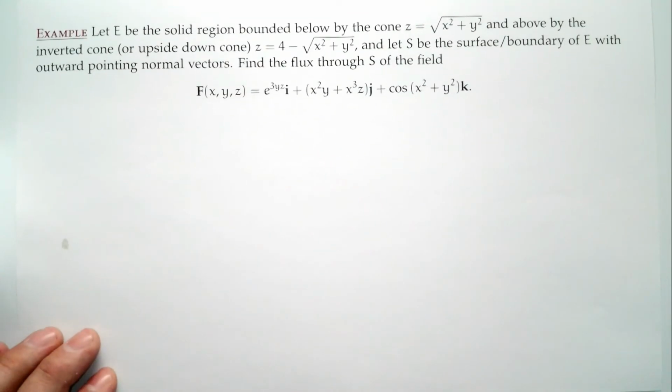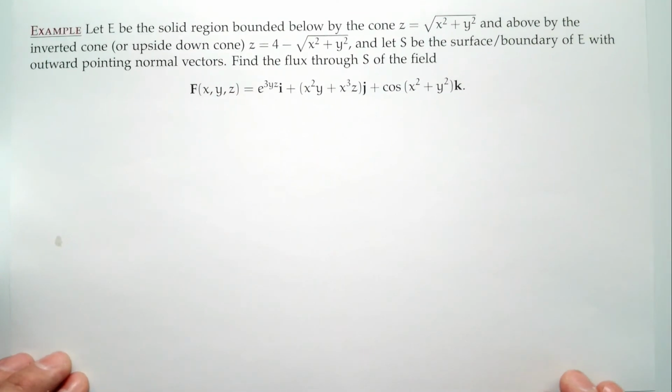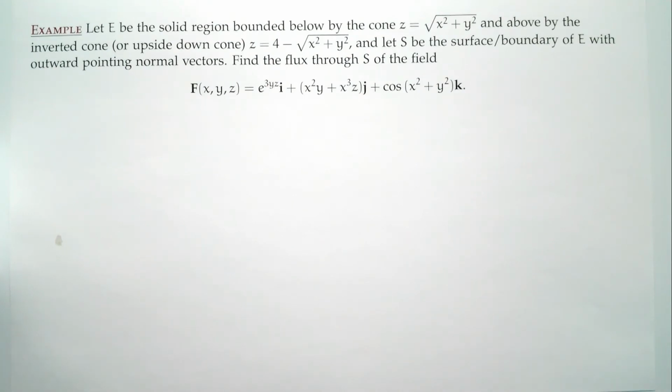Let's try another one. Okay. Let E be the solid region bounded below by the cone z equals square root of x squared plus y squared, and above by the inverted cone, also known as the upside down cone, z equals 4 minus the square root of x squared plus y squared. And let S be the surface, if you like, the boundary of this with outward pointing normal vectors. Find the flux through S of the field.